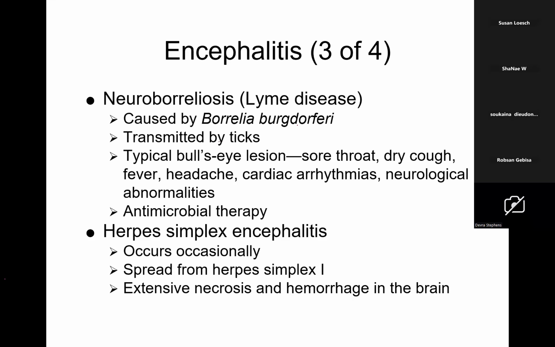And you can tell it's a bullseye rash. It's very obvious, very evident. Okay, it looks just like a bullseye. It's got a ring around it with a red center. The problem is Lyme disease can cause a lot of problems if it goes untreated. So cardiac, joint problems, headaches, fever, dry cough, but neurologically, it can also cause abnormalities. But your big ones you're going to see are cardiac and joint. Herpes simplex encephalitis. This could come from herpes simplex 1. Okay, extensive necrosis and hemorrhage in the brain.